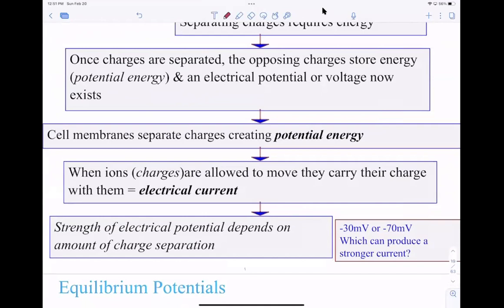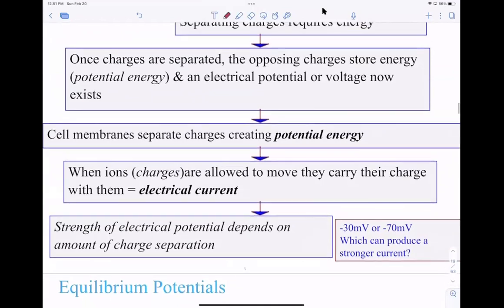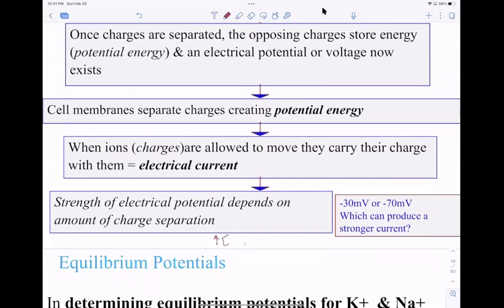Now, the strength of the potential energy is going to depend on the amount of charge separation. So remember, the bigger the concentration gradient for something, the more potential energy it has, right? The bigger the difference in voltage across a membrane equals more potential energy.